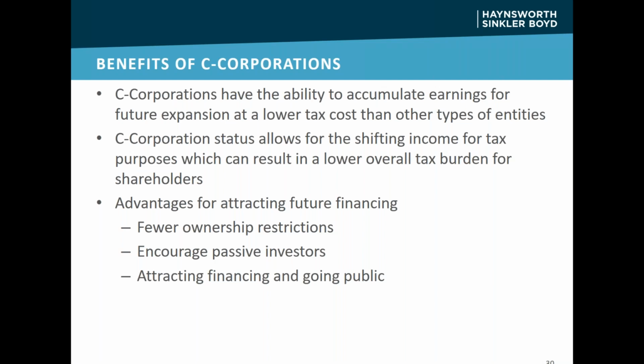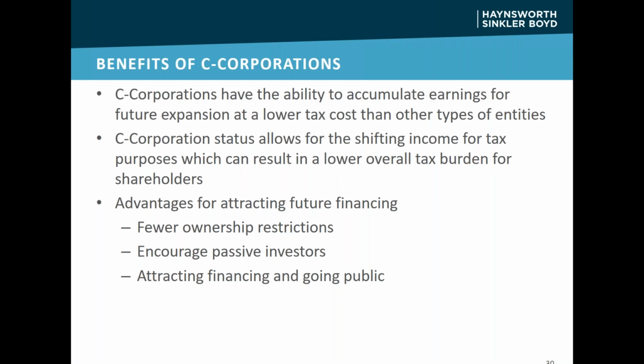S corporations have a lot of rules that limit ownership. You can't have non-individual owners, although now they have made it where you can have some trusts that are eligible to be owners in S corporations, but there is still that limit unless you fall in one of those exceptions. You can't have non-resident alien owners, so you can't have foreign owners. You're limited to 100 owners, so that limits your attracting of future financing just based on the number of owners that you can have. And investors don't really want their hands tied in an S corporation. C corporations provide a lot more flexibility than other entity structures.